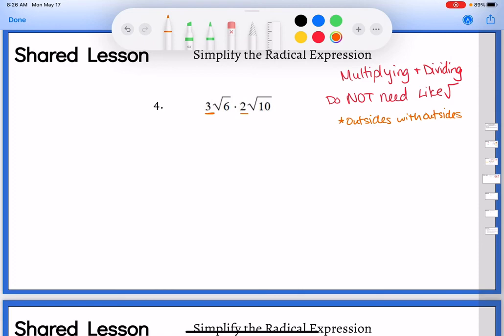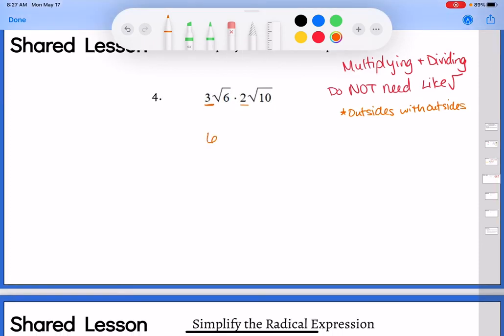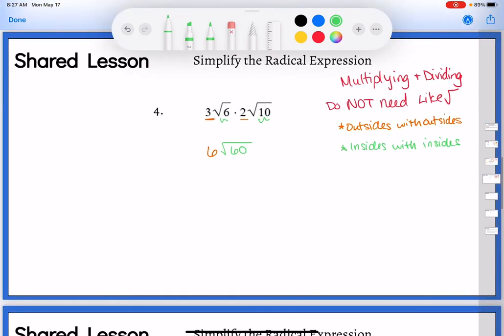Okay, outsides with outsides, so 3 times 2 would give me 6, and the answer goes on the outside. Then I do insides with insides. So 6 times 10 would give me 60, and that needs to stay on the inside, okay? So outsides with outsides stays outside, insides with insides stays inside. And this works for both multiplying and dividing, both, okay?